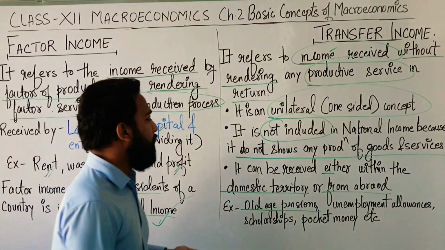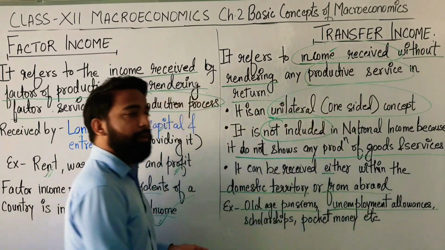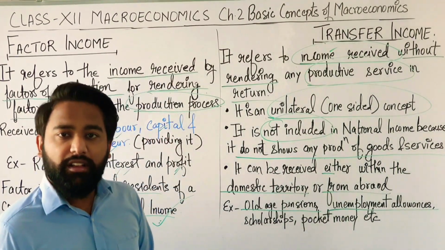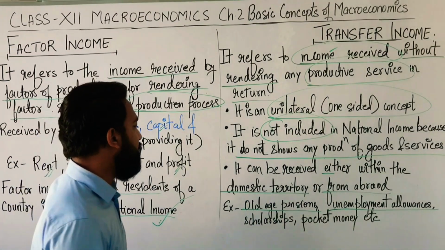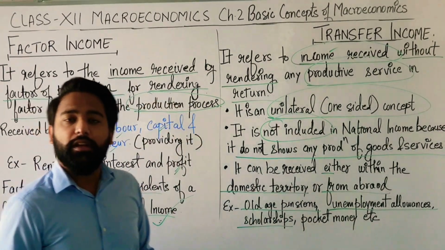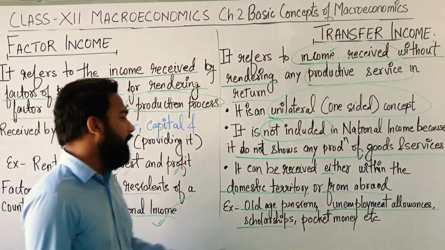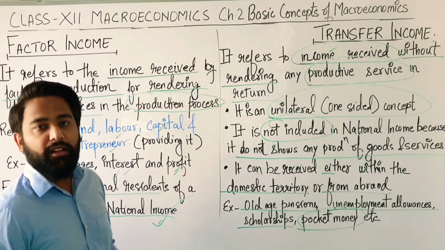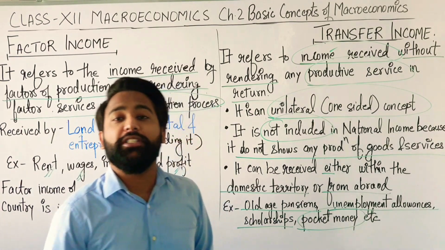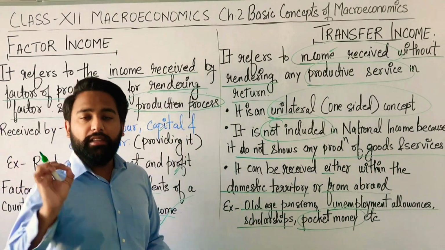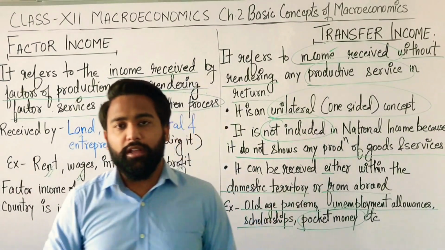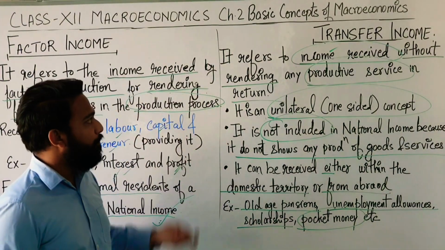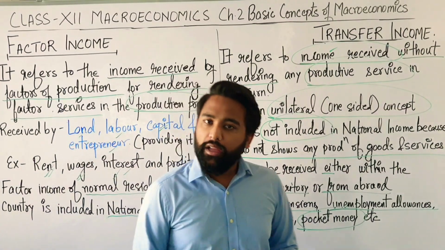That's the transfer income. Now, unemployment allowances: those people who are unemployed do not do anything, but the government gives them the allowances so that they can run their families. Scholarships: the students, do they do anything for the production process? No, but still they get the transfer income from the government. Your pocket money: your father, your mother gives you money. Did you do anything for the production process? No, but still you got that pocket money. So it simply means from one pocket to another pocket, from one account to another account without rendering any production services. Is that clear? So factor income and transfer income are clear to all of you.